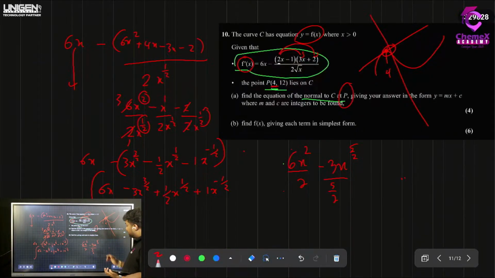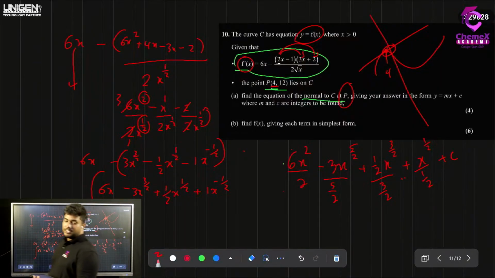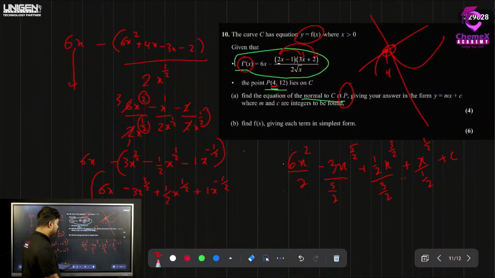Then plus 1 over 2 x to the power half plus 1, which is 3 over 2, and again divide by 3 over 2. Plus x to the power minus half plus 1, which is half, again divided by half. Plus c. Do you have any doubts in understanding integration? Then simplify. 1 and 3.